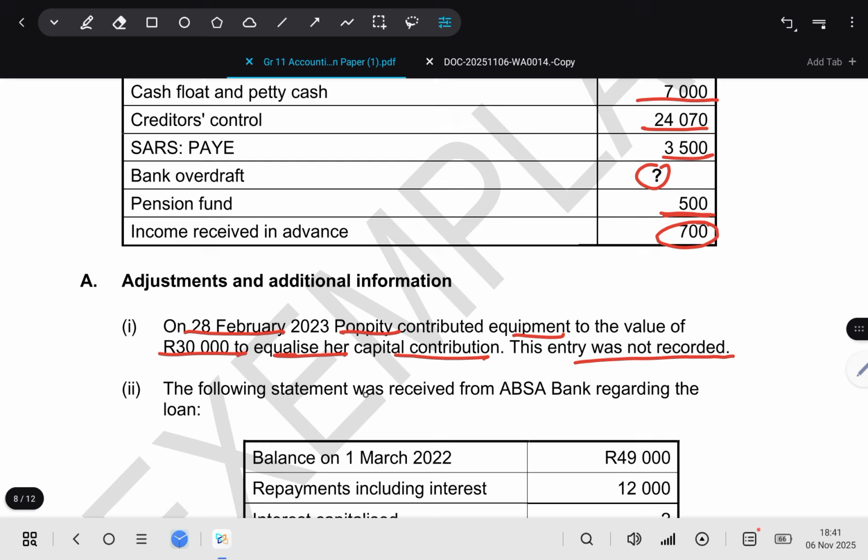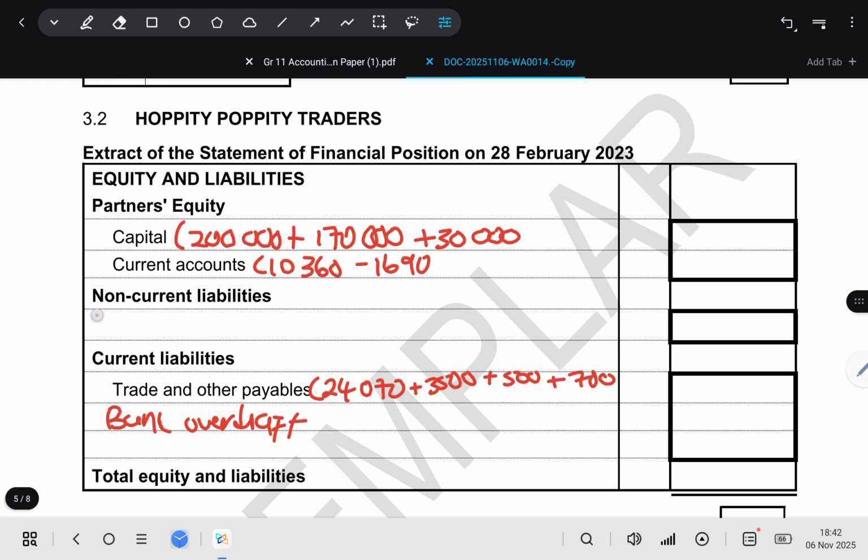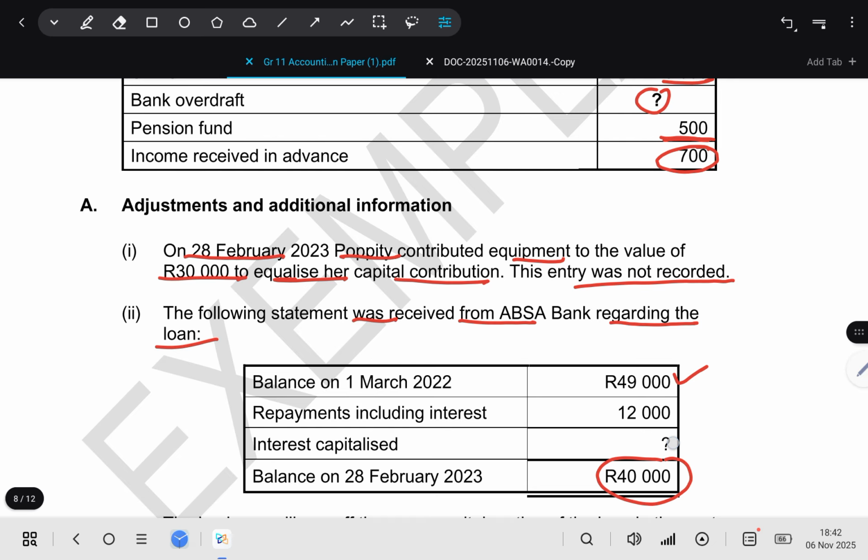They're saying that the loan statement was received from Absa Bank regarding the loan. This is the opening balance. These are the repayments, and then the interest is unknown, but we know the closing balance is 40,000. So what we can do, we can go straight to your loan and write that 40,000 in brackets. Okay. Next.